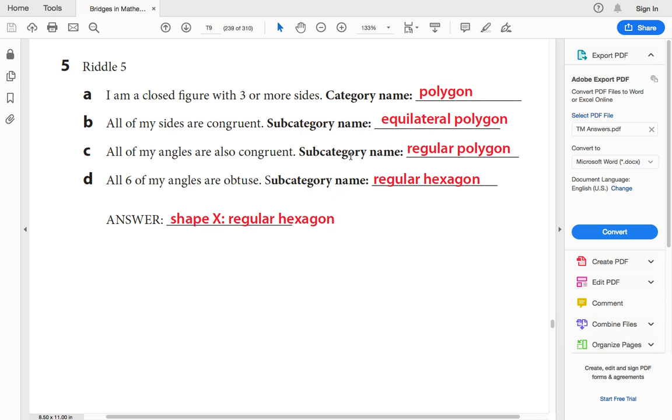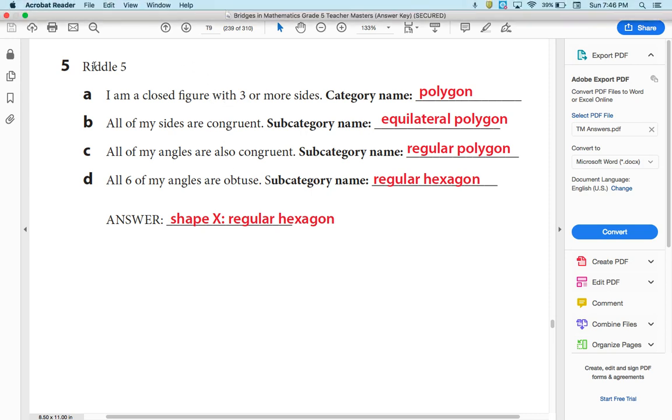So again, as you can see, we go from category to subcategory, starting very broad and working our way down to more specific. Now, I did one of the harder riddles as an example, so hopefully the other 4 will be a little bit easier for you to solve. I hope this helps. Just do your best on it. Do the best you can.